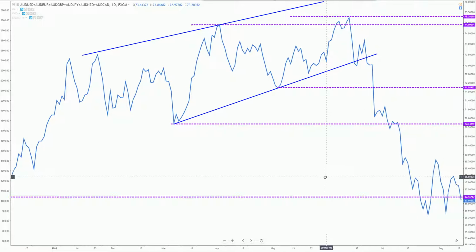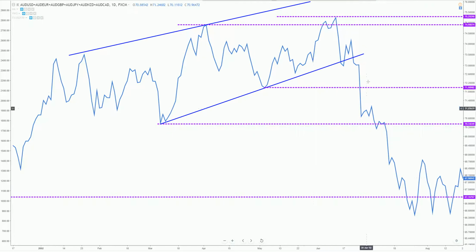Okay, it comes down, tests again, and now you have what? You have a W pattern. Okay, see it? So this is now the bear flag. This is the W pattern. Let's see what it does.